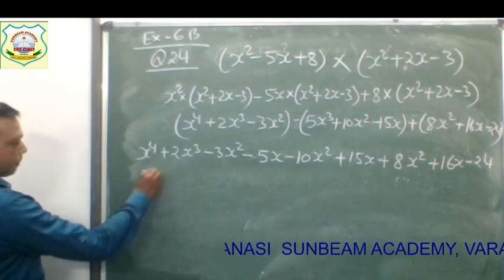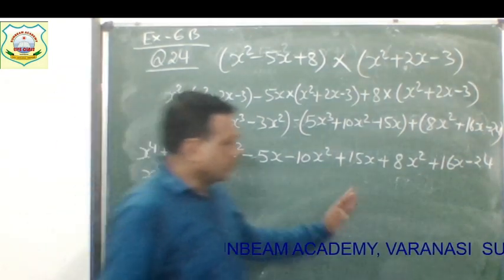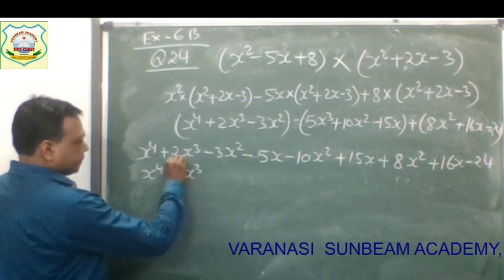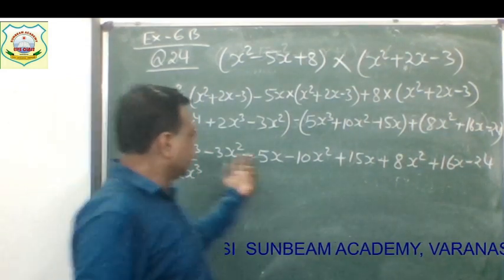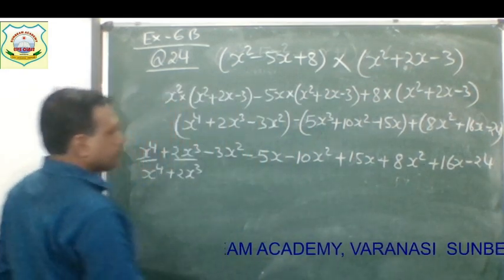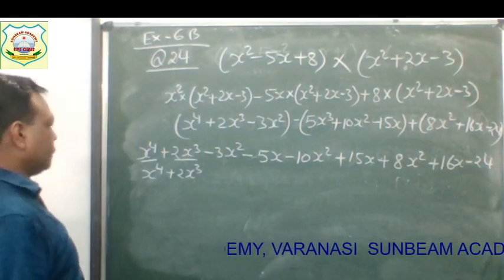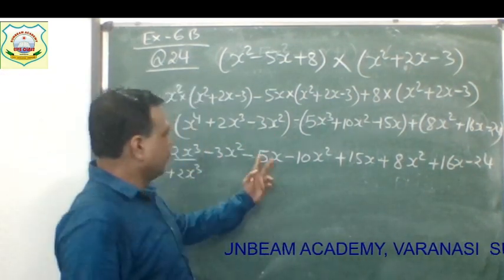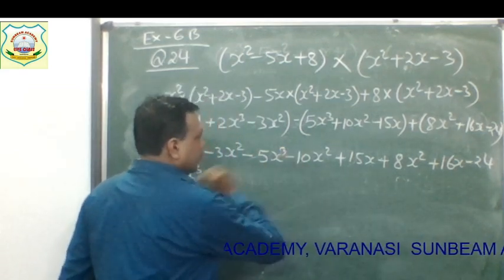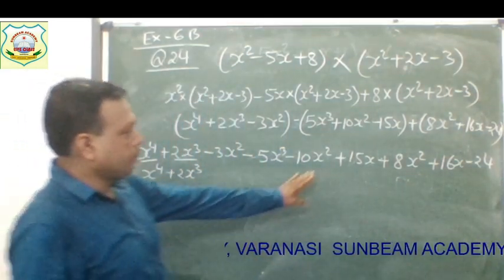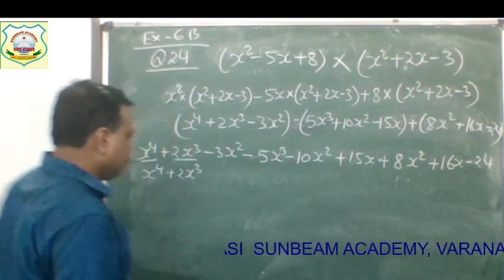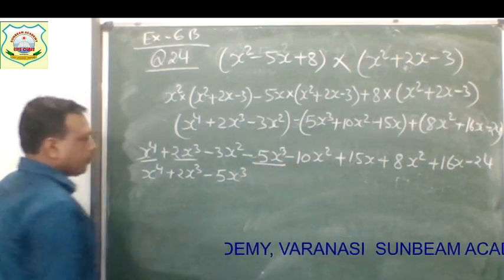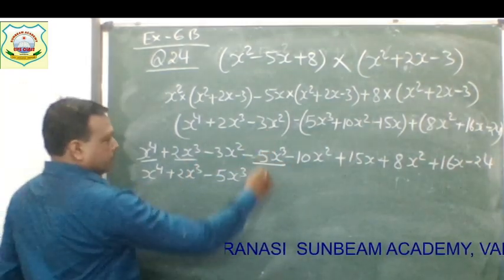x power 4, you can check here, no one is x power 4. Now x cube: 2x cube is here, no one should be here x cube. x power 4 plus 2x cube minus 3x square, minus 5x cube is here. Yes, x cube. Minus 10x square plus 15x. Yes, minus 5x square. Okay, we have done this. Minus 3x square, minus 3x square.